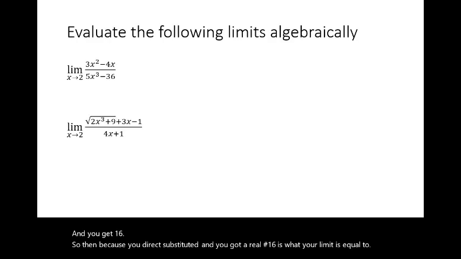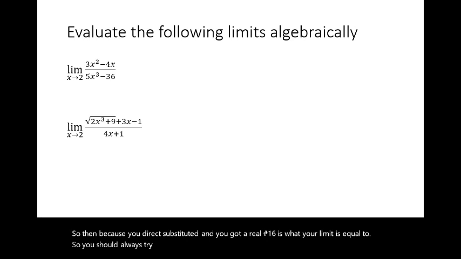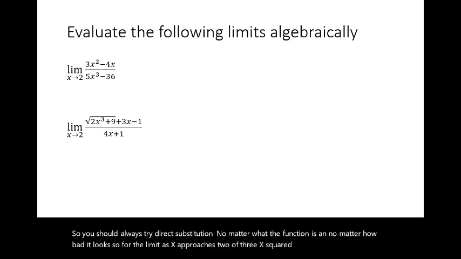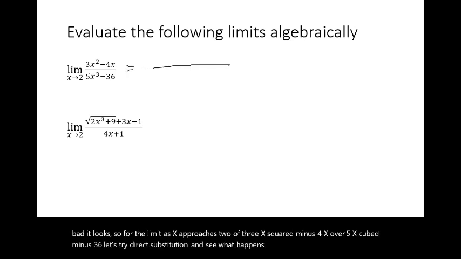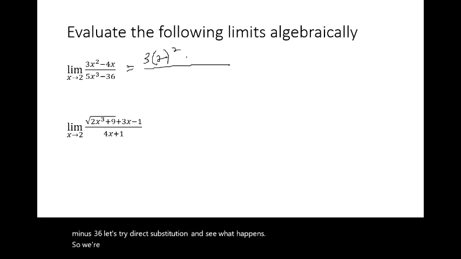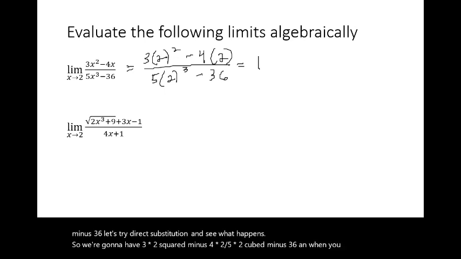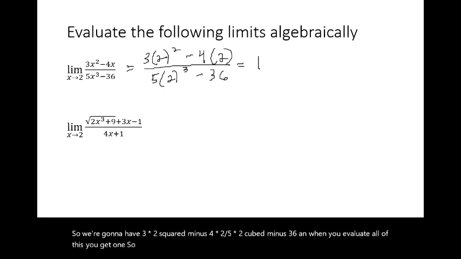So you should always try direct substitution no matter what the function is and no matter how bad it looks. So for the limit as x approaches 2 of 3x squared minus 4x over 5x cubed minus 36, let's try direct substitution and see what happens. So we're going to have 3 times 2 squared minus 4 times 2 divided by 5 times 2 cubed minus 36. And when you evaluate all of this, you get 1. So because we direct substituted and we got a real number, our limit is equal to 1.